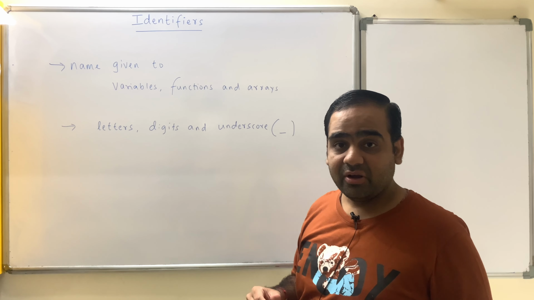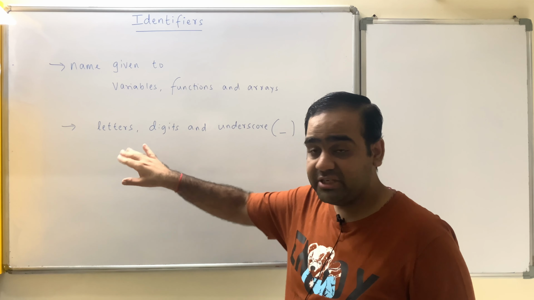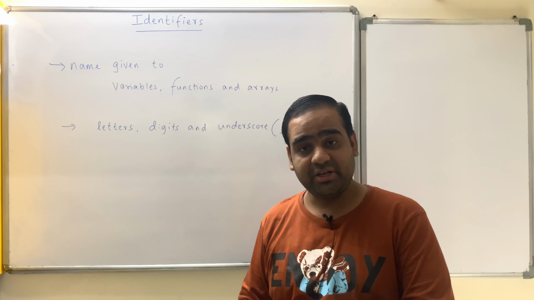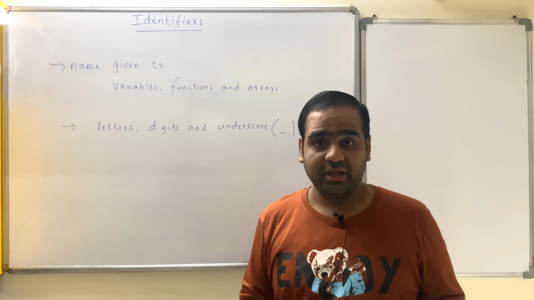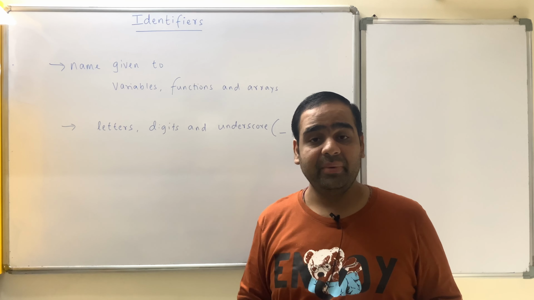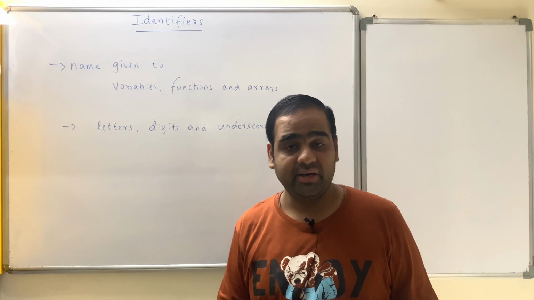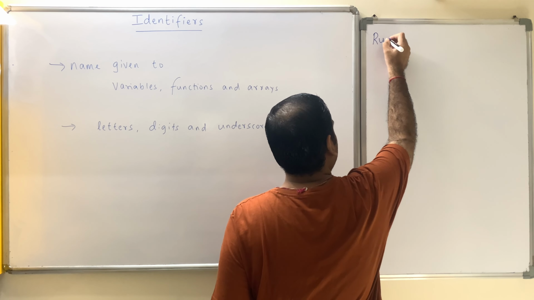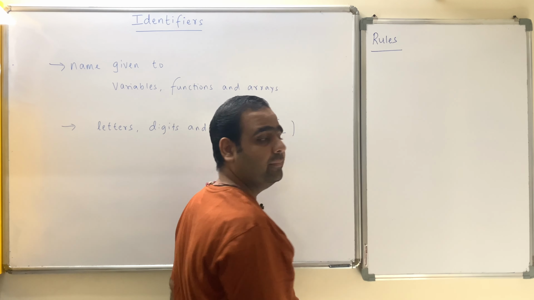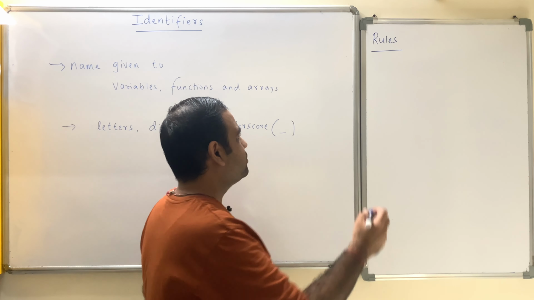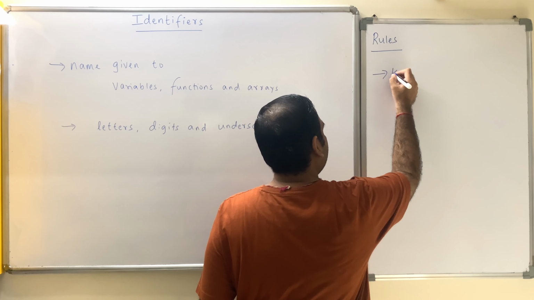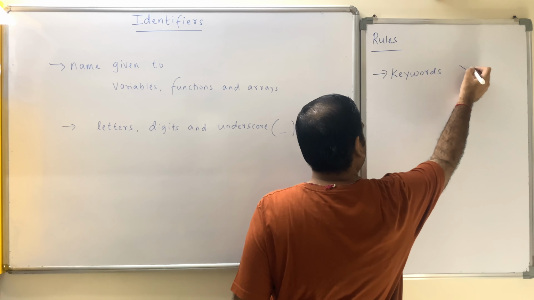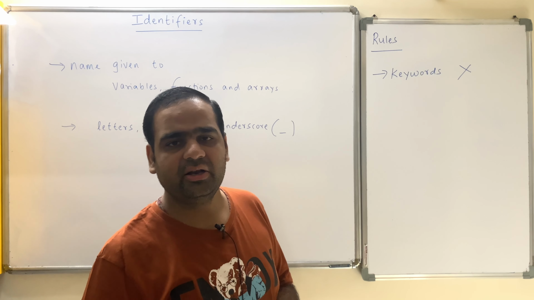Now, even if it is a combination, can I use digit first and letter next? Can I use underscore first and digit next? All those things come under the rules for framing an identifier name. Let's talk about the rules for framing an identifier name. The first rule is keywords cannot be used as identifier names.